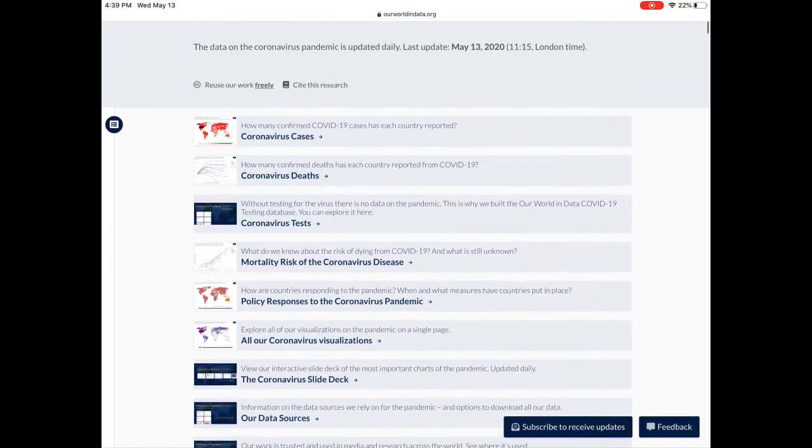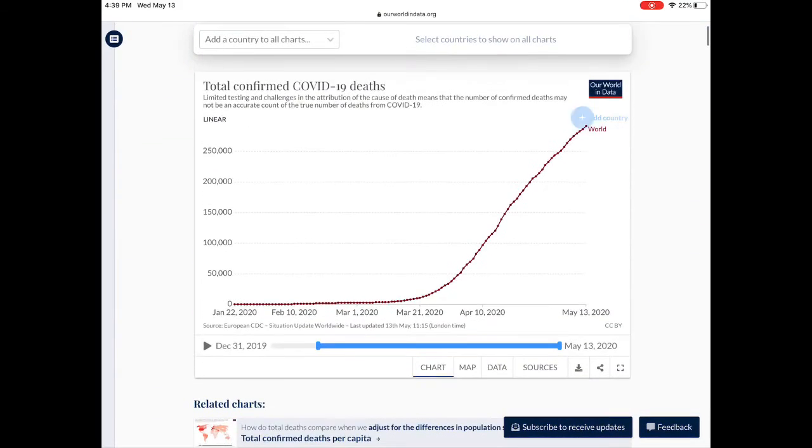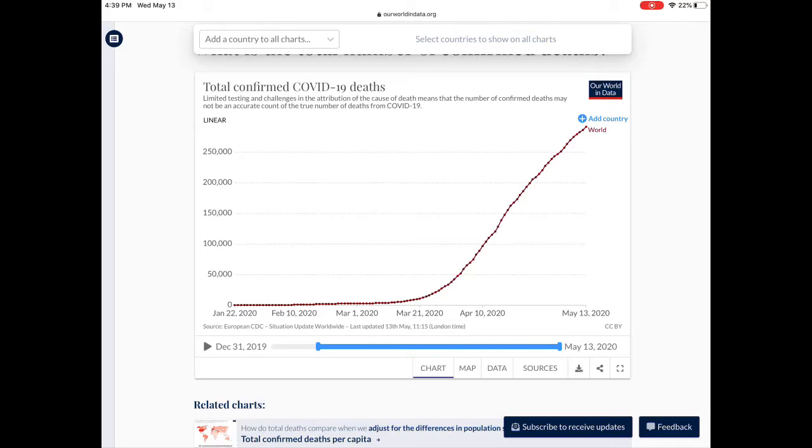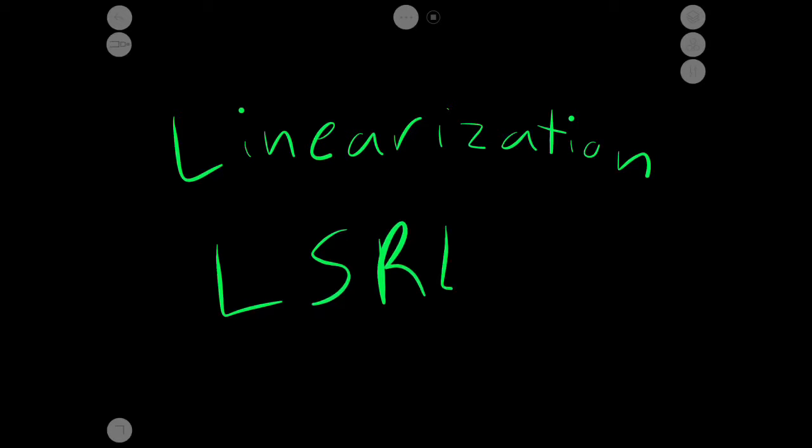On the website ourworldindata.org, I found a graph with the number of COVID-19 cases on any given date. We can then graph the data with the number of months since January 1st, 2020 on the x-axis, and the number of confirmed COVID-19 cases on the y-axis. This produces an exponential shaped graph. But before we find the exponential equation for that graph, let's talk about linearizing and the least squares regression line.